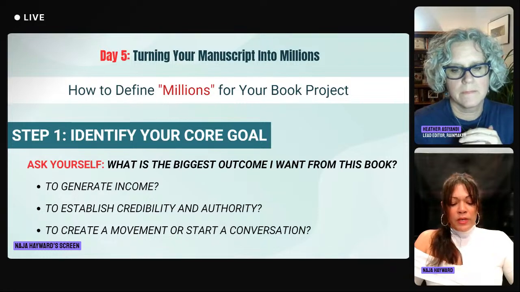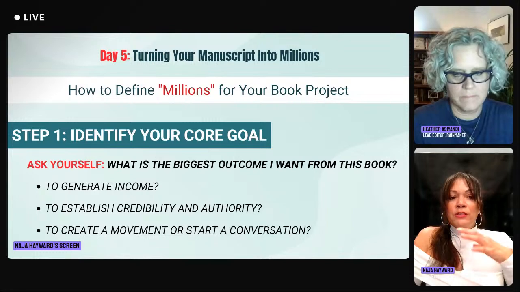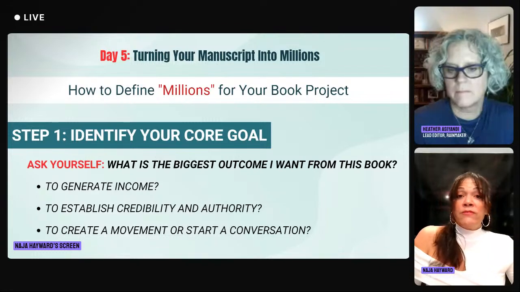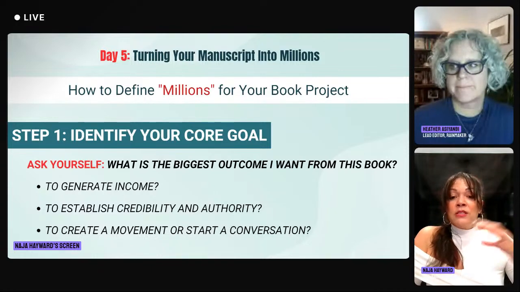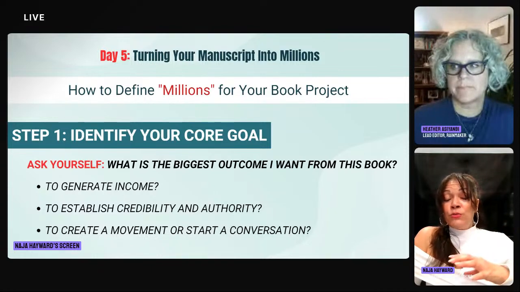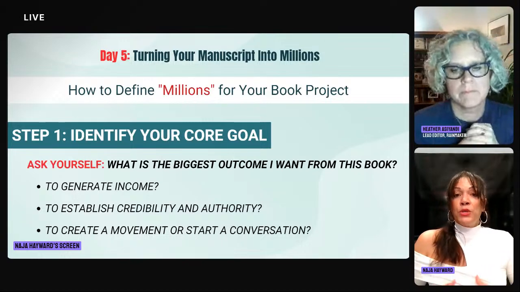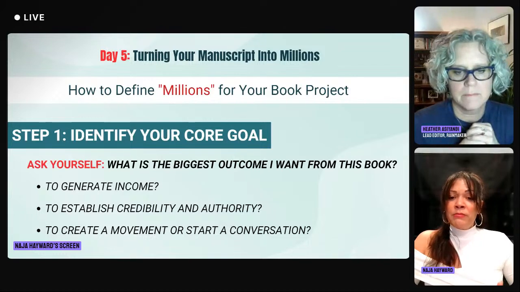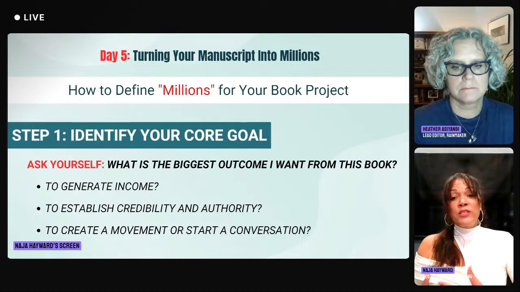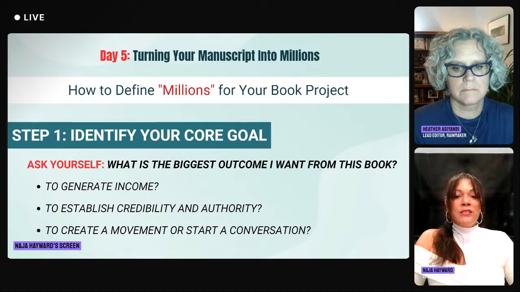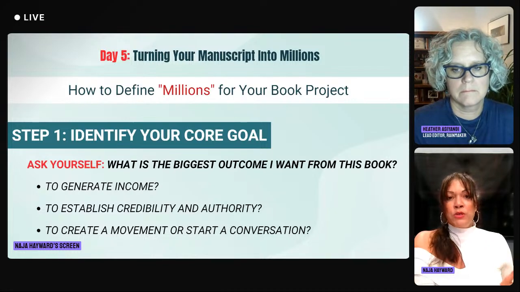Okay, so what we want you to do is get your journal out, because we want you to start thinking for yourself about how you want to define millions. How do you want to start using your book to build your business, to gain authority, to become more profitable? How is it that you want to define millions for your book? Now, this is really important because it starts to help you create that plan for how you're going to market your book. What kind of audiences do you need to get in front of in order to execute on the vision that you have for that millions, right?